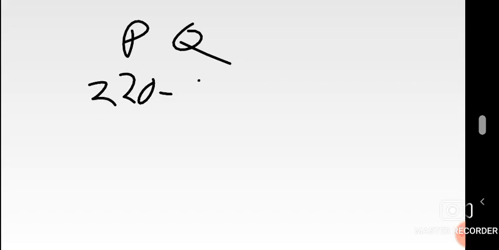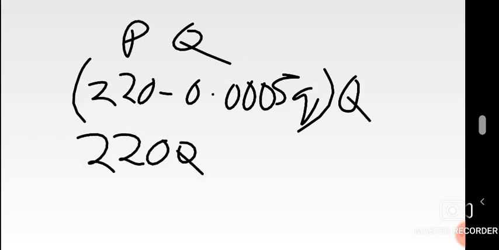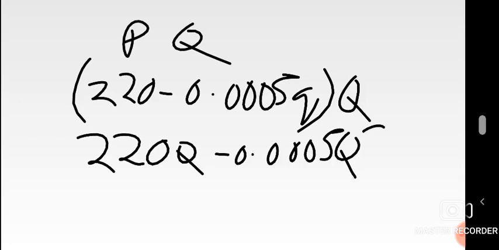So it's going to be P times Q, that's what the formula says for revenue, right? So P is now 220 minus 0.0005Q, close brackets, and there's also Q outside there. Q distributes in the brackets: 220Q minus 0.0005Q squared, since Q times Q is Q squared. At this point, you've made the total revenue equation.